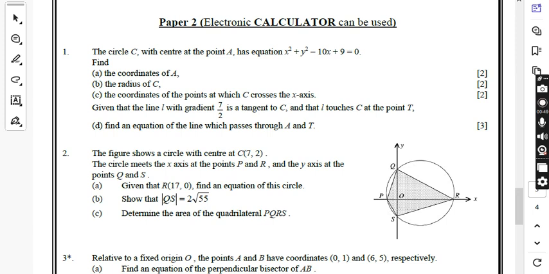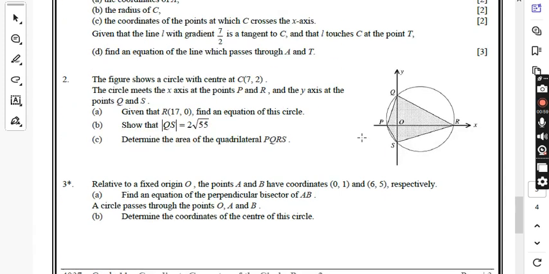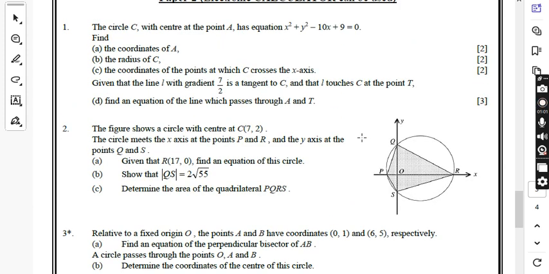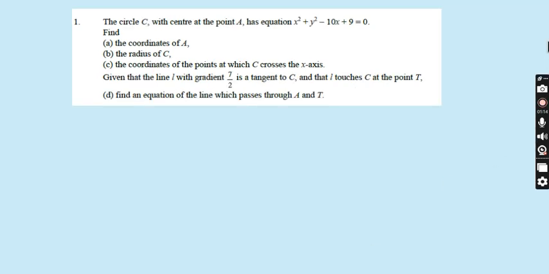In this paper an electronic calculator will be allowed. There are 4 questions in this exercise, 1, 2, 3 and 4. We will do 2 questions today and 2 questions in the next lecture. Then after completing this topic we will again be doing past papers of ADMath. So let's start question number 1.